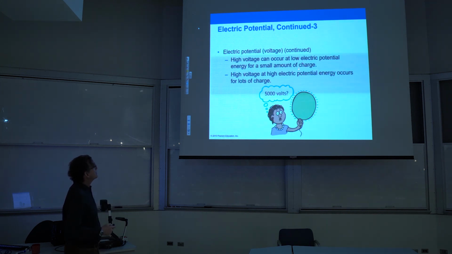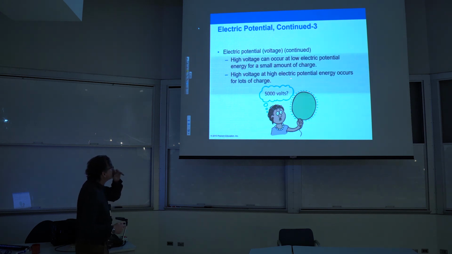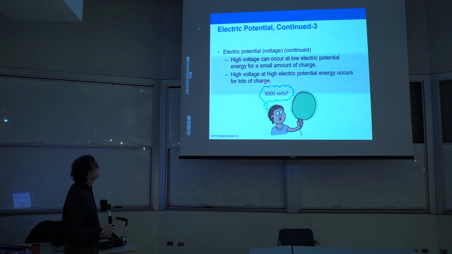High voltage can occur at low electrical potential energy for a small amount of charge. It can also occur at high electric potential energy for a large amount of charge.